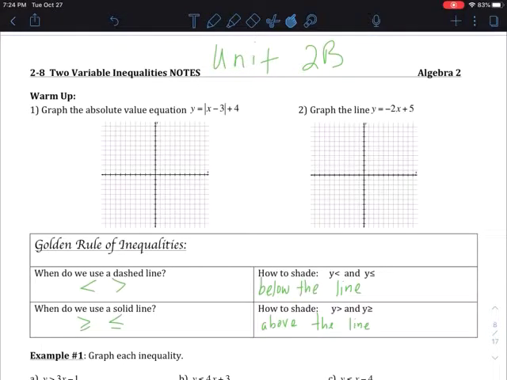Okay, and we're back. We are in section 2.8 in the Unit 2B packet. Today we're going to graph some inequalities. We're going to be doing some graphs with shading.